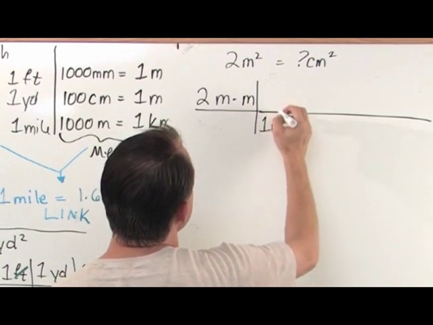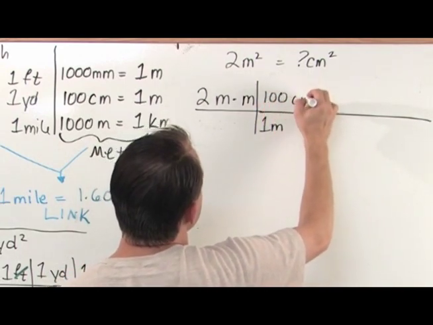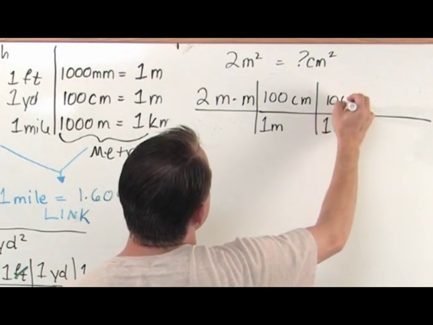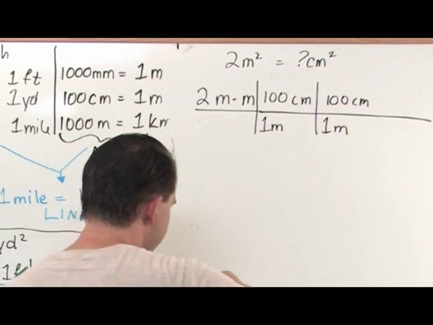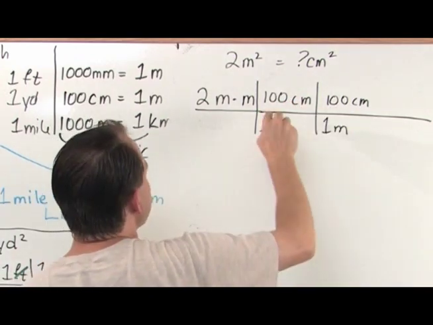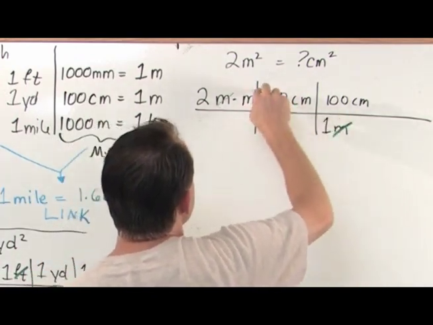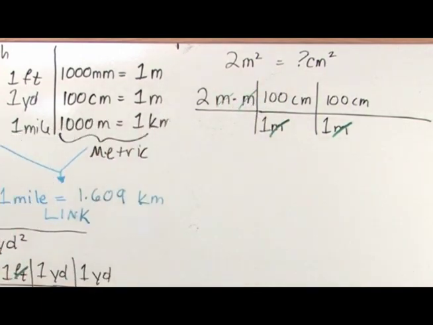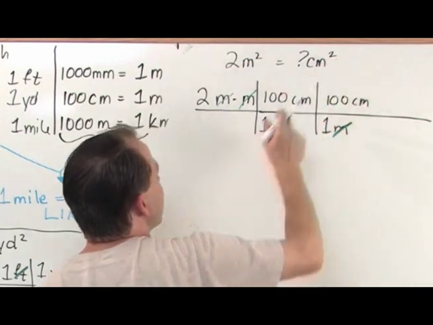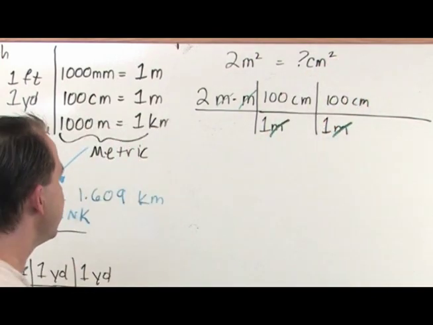1 meter on the bottom is 100 centimeters on the top. We do it again. 1 meter on the bottom is 100 centimeters on the top. And the reason we do it in this order, with the meters on the bottom and the centimeters on the top, is so the meter can cancel with the meter. When one's on the top and one's on the bottom, they can cancel. What you're going to be left with is centimeters times centimeters, which is just centimeters squared, which is the unit of area that you care about.